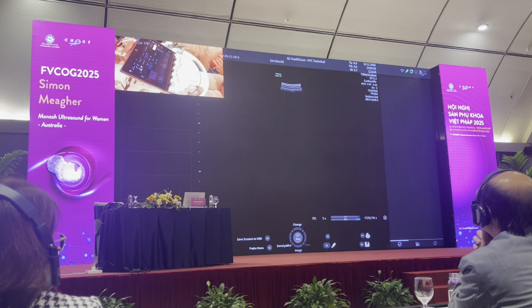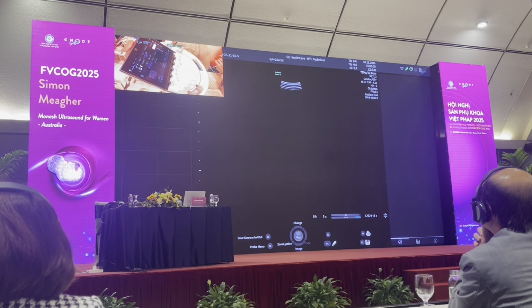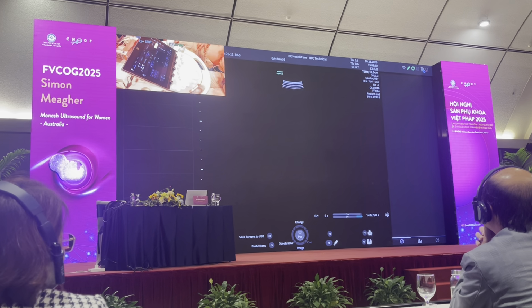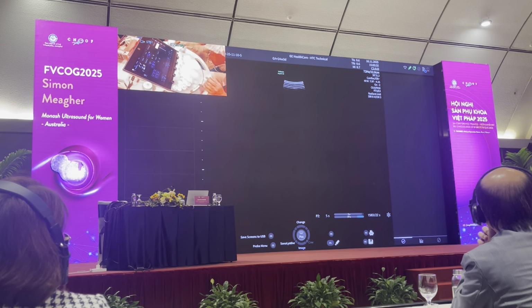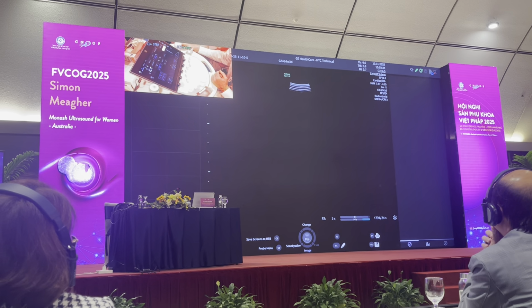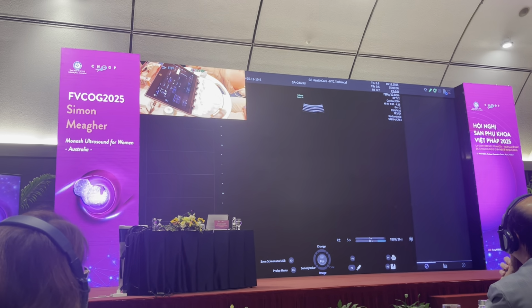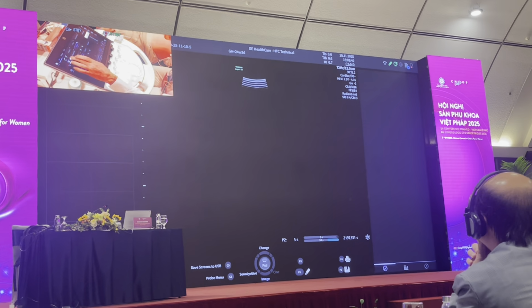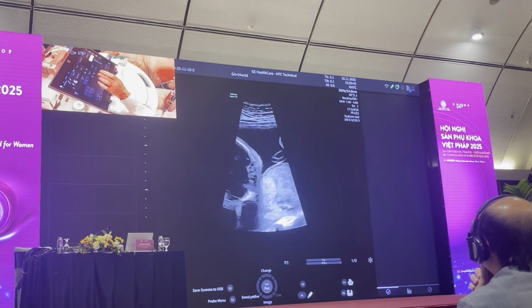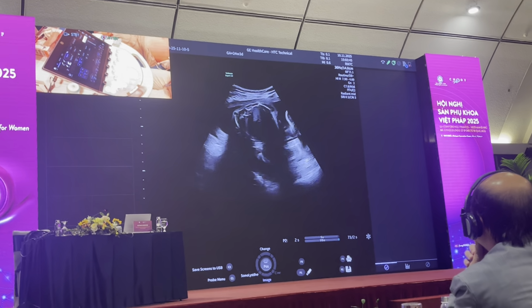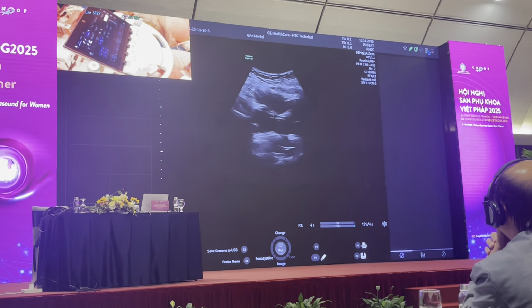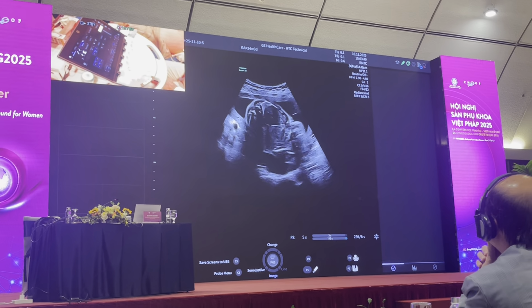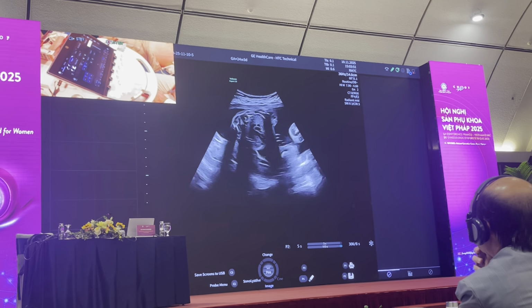So, we're just going to start off. I'm going to start off a transabdominal examination first. So I'm going to start off the transducer, and I'm selecting the transducer, doing a routine preset. And as I do the routine preset, I scan down from inferior, which is the very bottom.